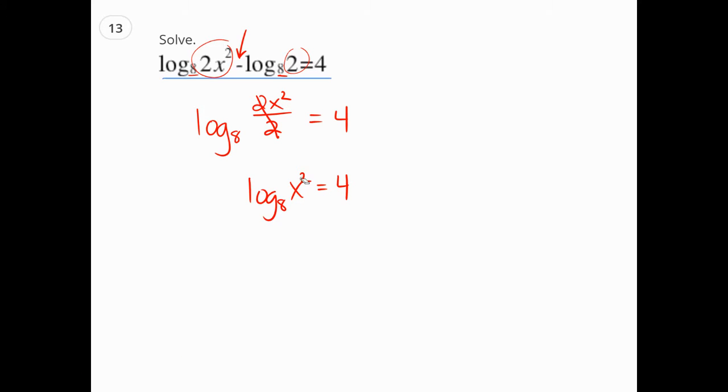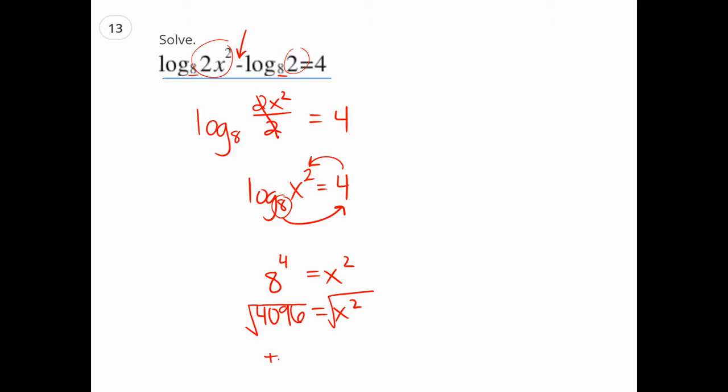Then you have some options about how to do this one. You could do some plugging if you want. I would probably just go straight to writing it as an exponential. So switching back to exponents, this would be 8 as my base to the 4th power equals x squared. Then 8 to the 4th, when I multiply that out, is 4,096.